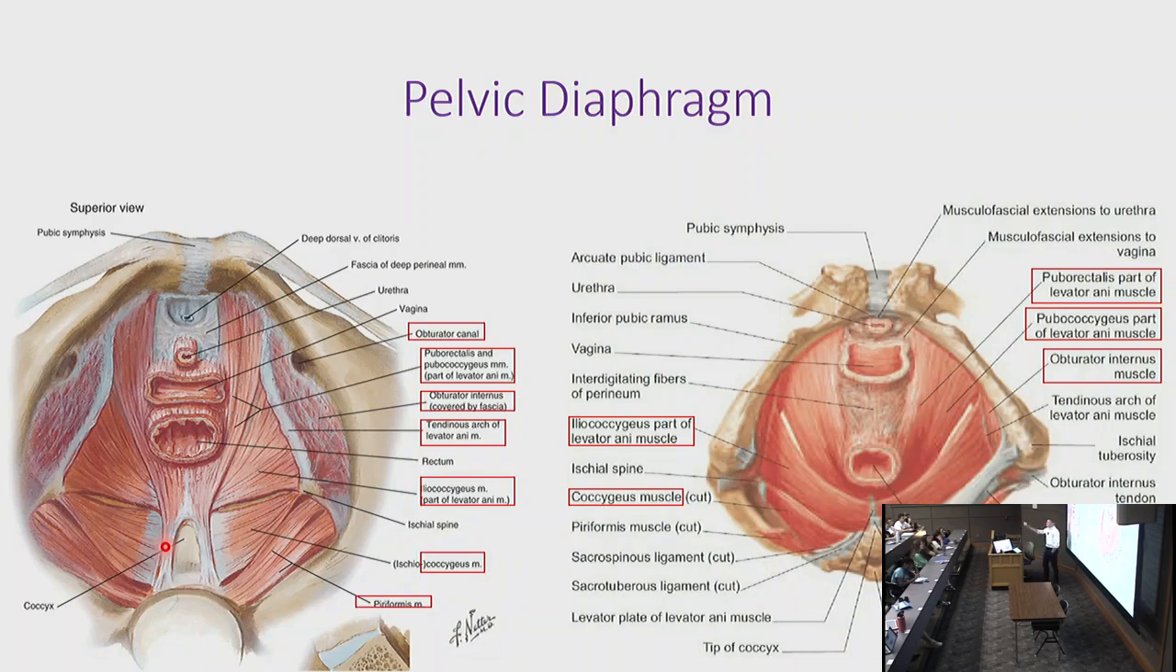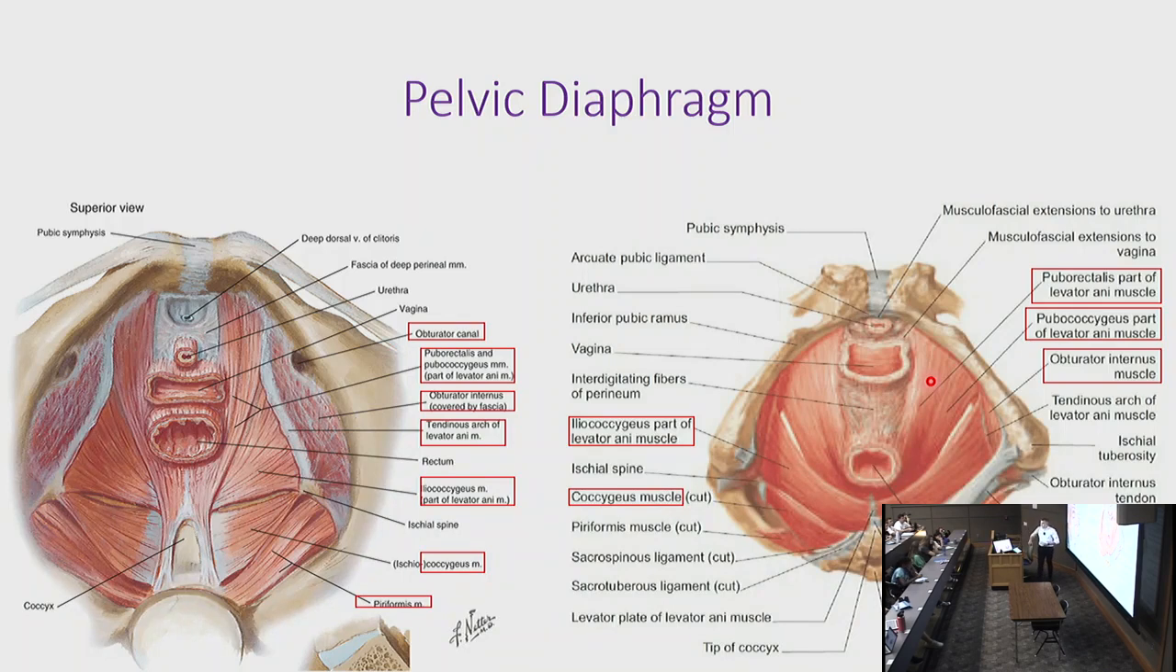Pubococcygeus, right? It says where it starts and where it's going. Now, you can't really see it from this superior view, but if I look inferiorly, there's a muscle that runs right below the pubococcygeus, but it doesn't go all the way to the coccyx. It wraps around the back of the rectum. So, pubis, wrapping around the back of the rectum. We're going to call this muscle the puborectalis.